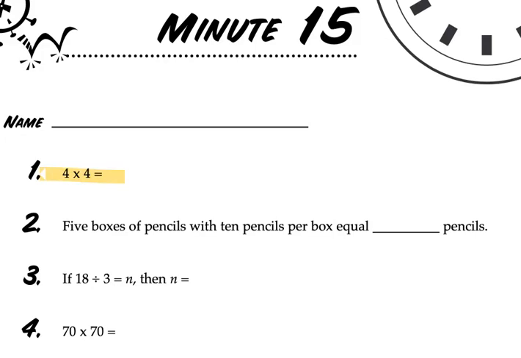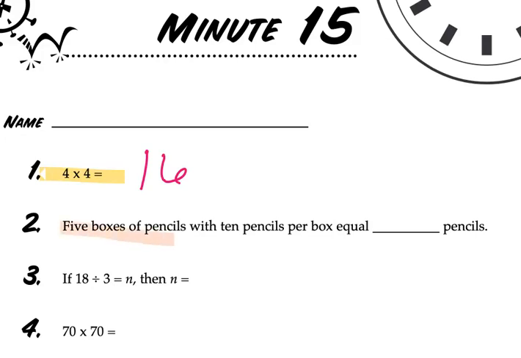So let's get started with the very first problem. 4 times 4 times 4 is 16. Done, done, done. If you need your multiplication grid chart, your timetables chart, whatever you use to build your fact fluency, please have that handy, okay? So next question, number 2.